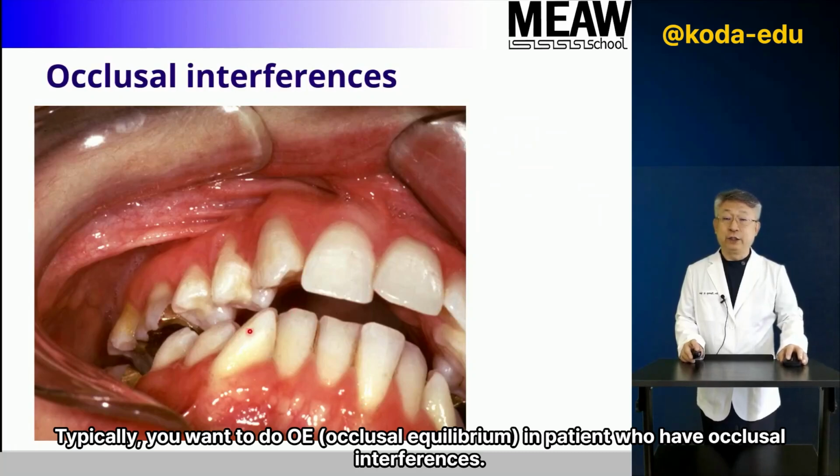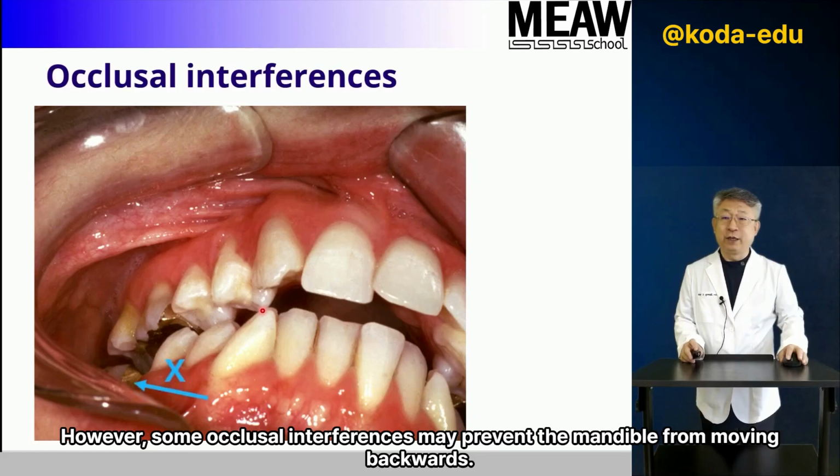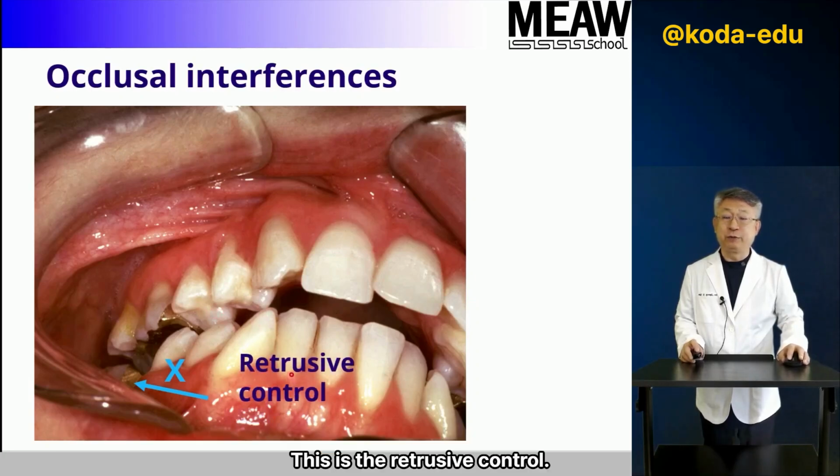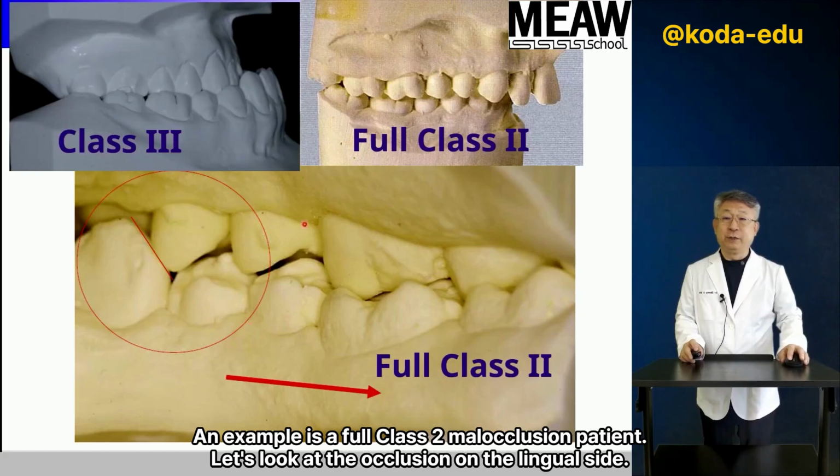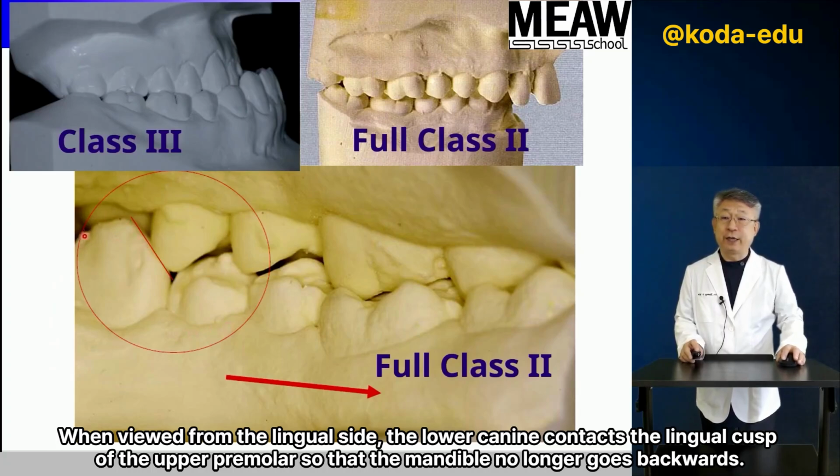Typically, you want to do occlusal equilibrium in patients who have occlusal interferences. However, some occlusal interferences may prevent the mandible from moving backwards. This is the retrusive control. An example is a full class 2 malocclusion patient. Let's look at the occlusion on the lingual side. When viewed from the lingual side, the lower canine contacts the lingual cusp of the upper premolar, so that the mandible no longer goes backwards.